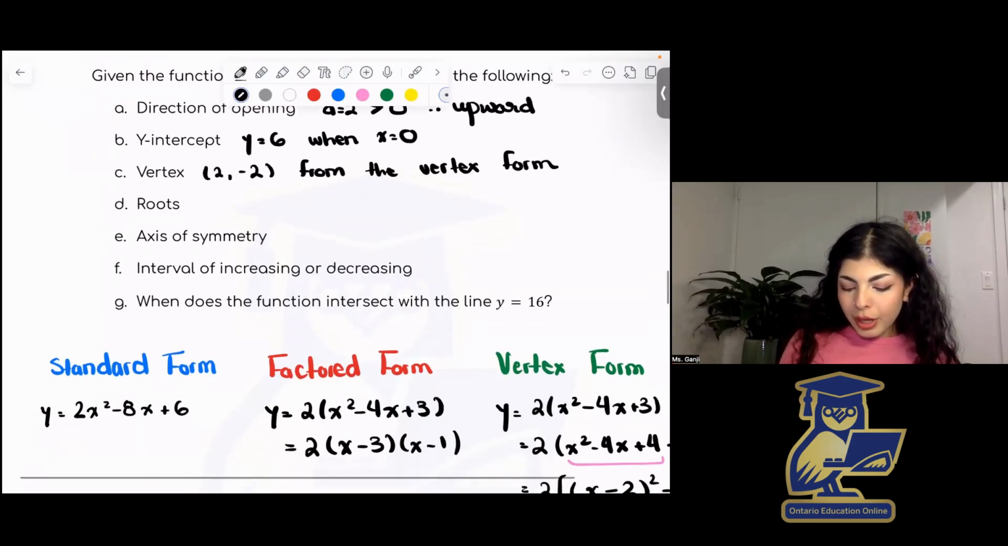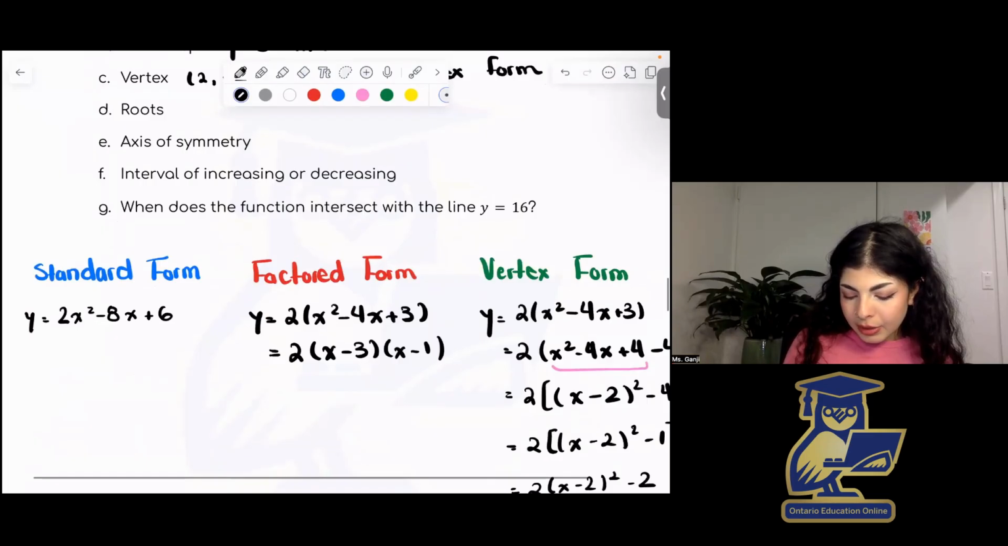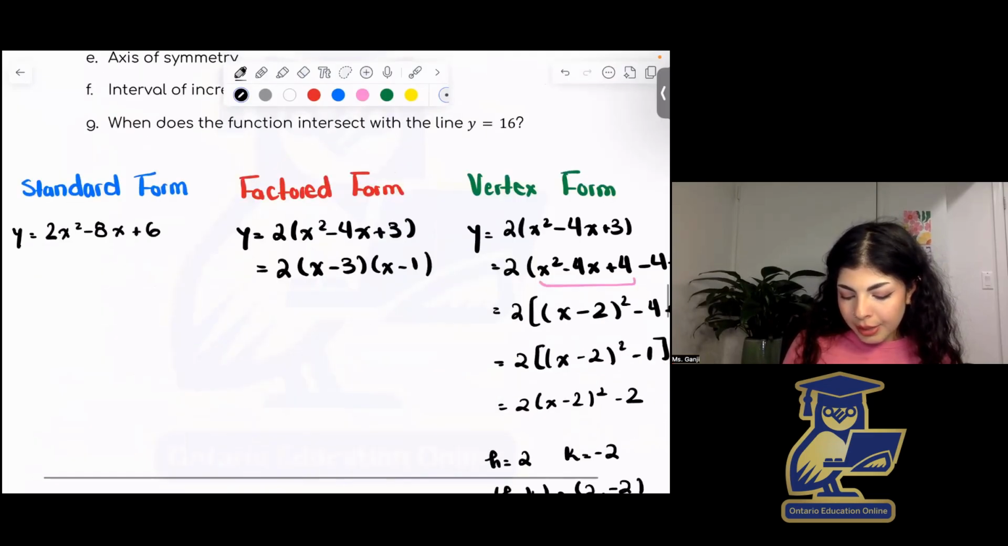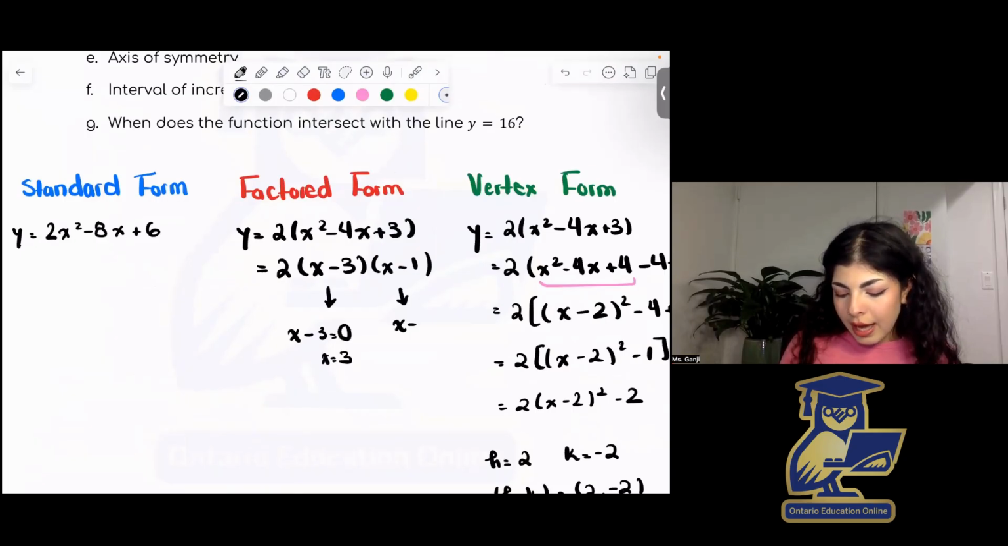So here, we are going to set x minus 3 equal to 0 to get x is 3. And here we are going to set x minus 1 equal to 0 to get 1.